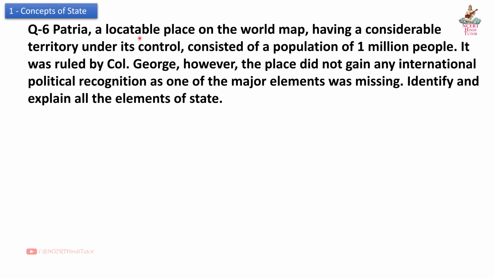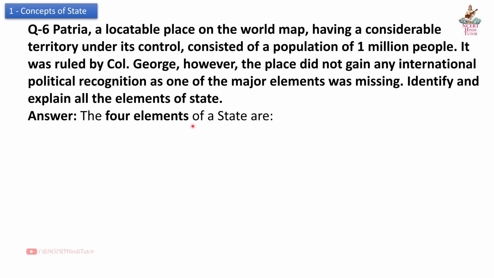Patria, a locatable place on the world map having a considerable territory under its control, consisted of a population of 1 million people. It was ruled by Colonel George. However, the place did not gain any international political recognition as one of the major elements was missing. Identify and explain all the elements of state.